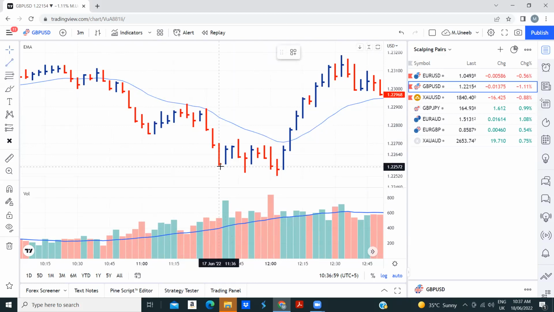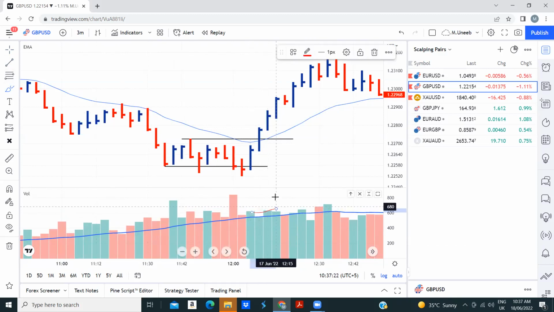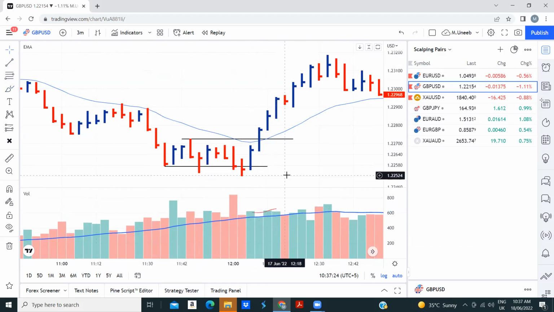How about this move here? What happens? Okay. So we have a spring here, a test of spring here, and then the price moves up. And what happens with the volume during the break here? The volume is increasing, consistent volume, right? Increasing volume. Okay.